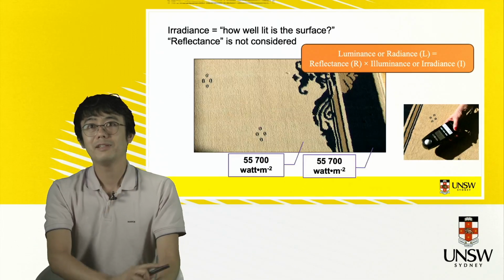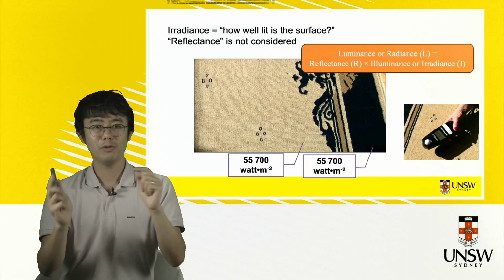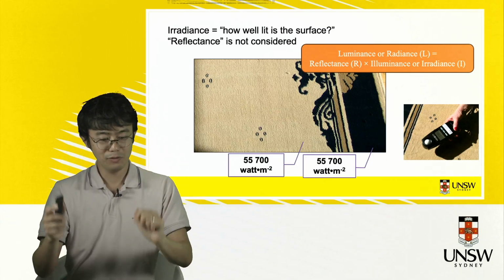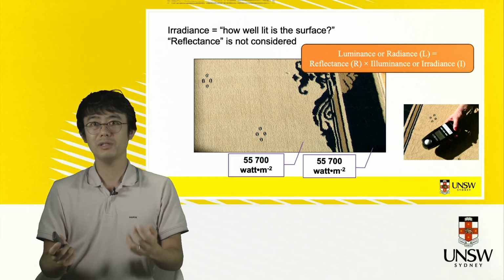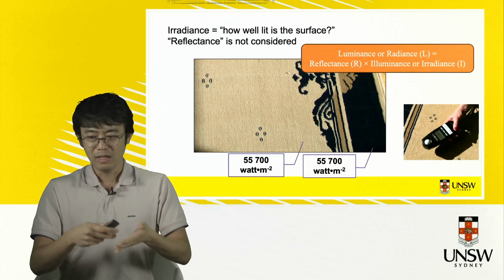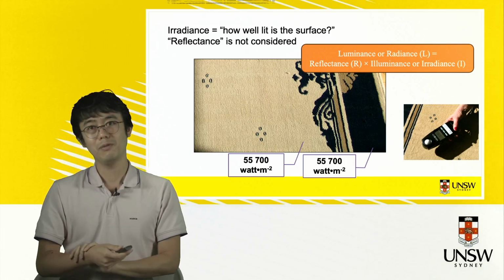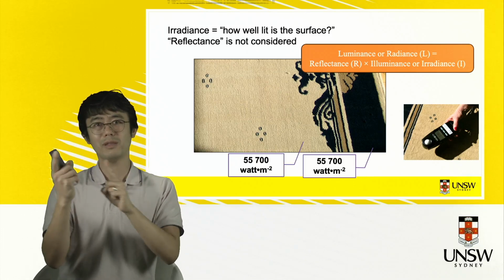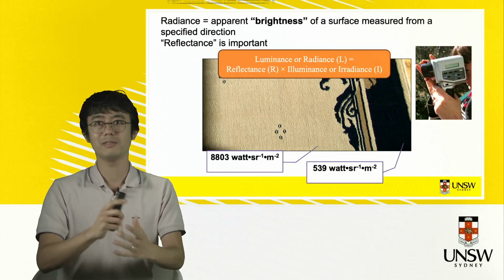So to reiterate, irradiance is just talking about how well lit a surface is. People often get irradiance and radiance confused, but remember, irradiance is how lit it is. It doesn't consider the property of the surface. It doesn't talk about whether or not the surface is highly reflective or not. It's not relevant when you're talking about irradiance.